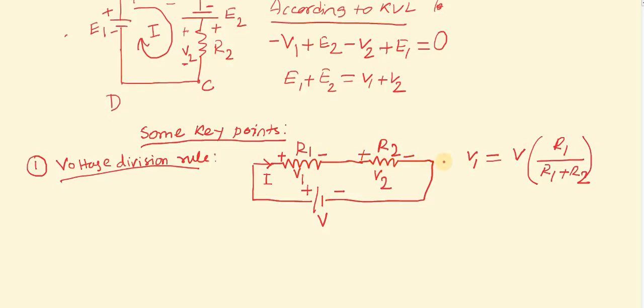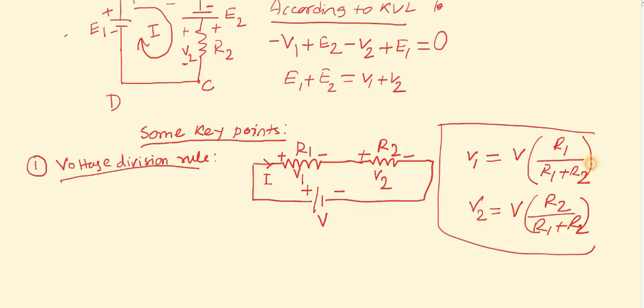Here it may be 3, 4 or 5 resistances connected in series. Accordingly, in the denominator, that summation of resistances will be there. Now V2 will be the voltage multiplied by the resistance R2 divided by the sum of the resistances. This is our voltage division rule.